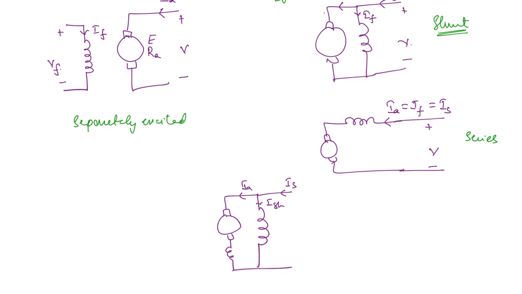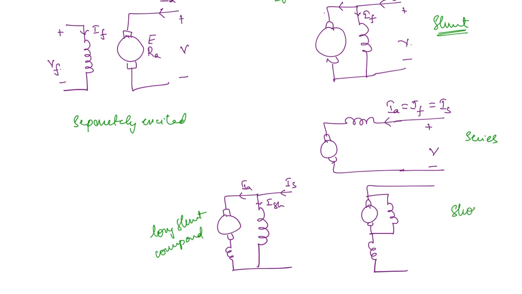And what about short shunt? In short shunt there is going to be a shunt winding like this and the series winding is going to be like this. So this is the long shunt compound motor and this is the short shunt compound motor. So this is the classification.